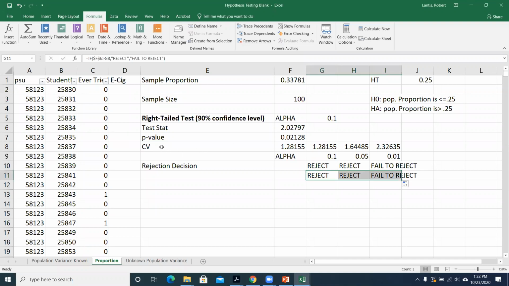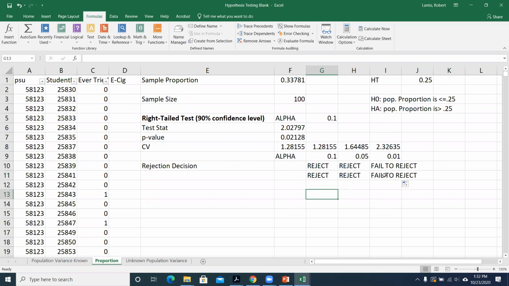So not confidence interval. We want to be careful. Okay, but like the rejection decision. So is that saying we rejected it at 90% and 95%? Yep. But why would we fail to reject it at 99%?